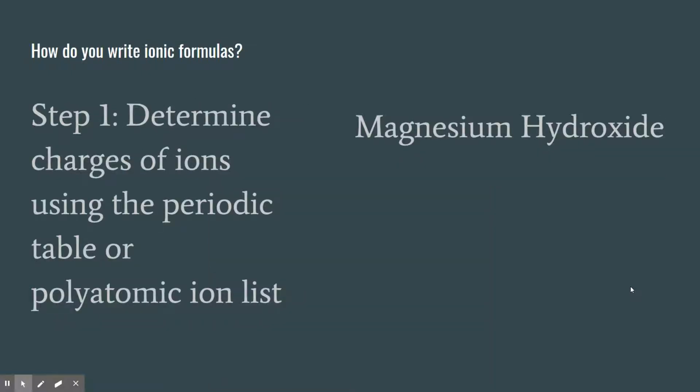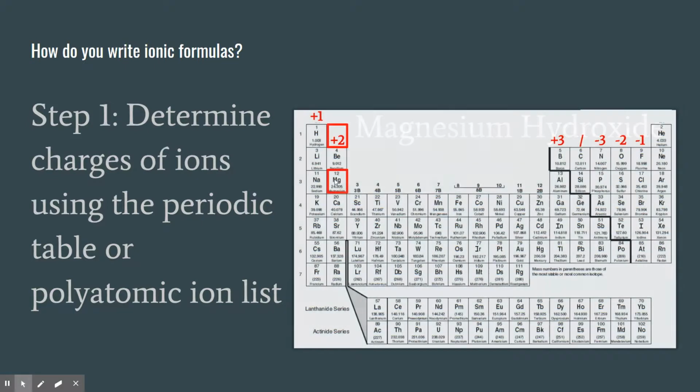So I'm going to break this down into a few steps, and we're going to use magnesium hydroxide as a working example. We're going to take that name and convert it into a formula. The first thing I need to do is figure out what the ions are for my name. So I'm going to use the periodic table or the polyatomic ion list. I have magnesium, and that's on the periodic table. Based on where it's at in group 2, I know that magnesium is a positive 2 charge.